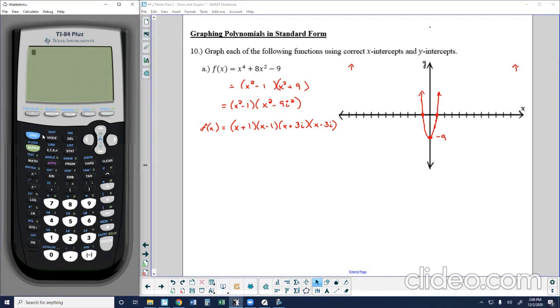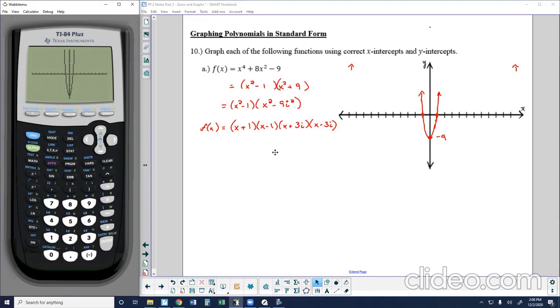Now, if I were to check this graph, if I were to type this into my calculator, x to the 4th plus 8x squared minus 9, and take a look at that graph, I would see that I have a pretty close representation of what this graph looks like. So what we want to do is find the end behavior. We want to find the y-intercept. We want to find the x-intercepts. If we don't have the x-intercepts given to us in factors, we need to factor that equation to find those x-intercepts. Then we can graph those and finish the equation.